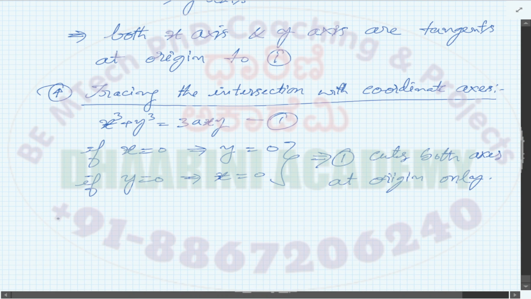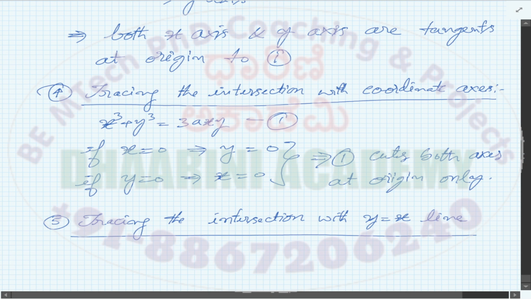Okay, so my step number 5 is always tracing the intersection. So this is tracing the intersection with the curve, that is the y is equal to x line. I need to trace this now.